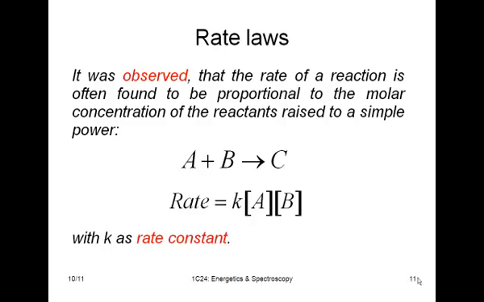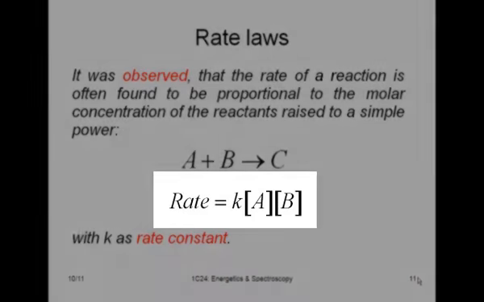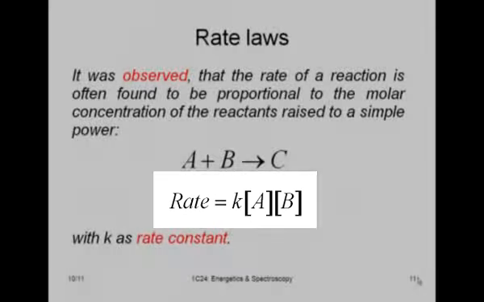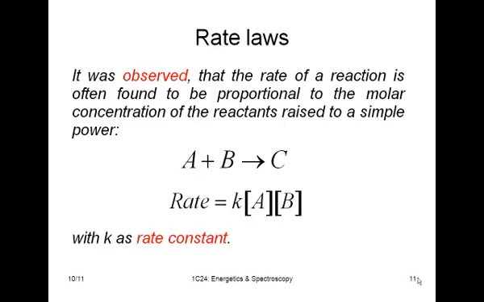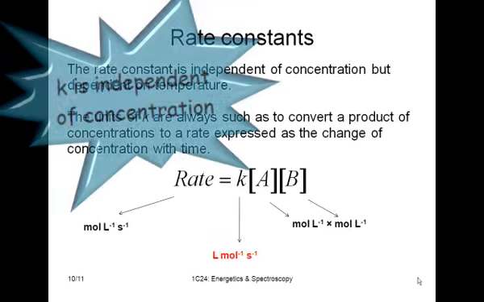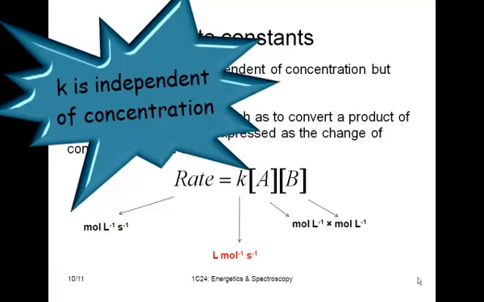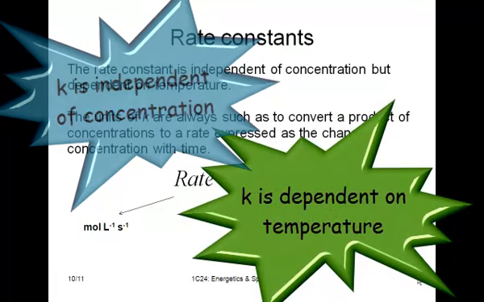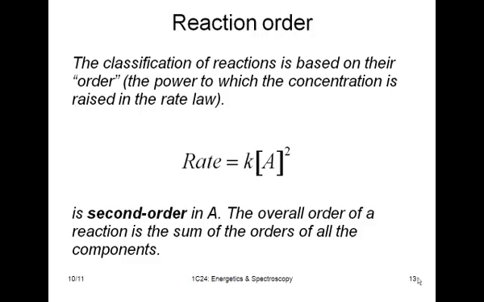to give C. An example of this, and this isn't the only example as you'll see, could be observed to be some rate constant multiplied by the concentration of A multiplied by the concentration of B. Now up here we say that it's proportional to the molar concentration of the reactants raised to a simple power. In this particular case the power is just 1. So the rate is equal to k times A to the power of 1 times B to the power of 1. And k is a rate constant. So the rate constant is independent of concentration, which is good because concentrations will change during the reaction, but it's not independent of temperature.